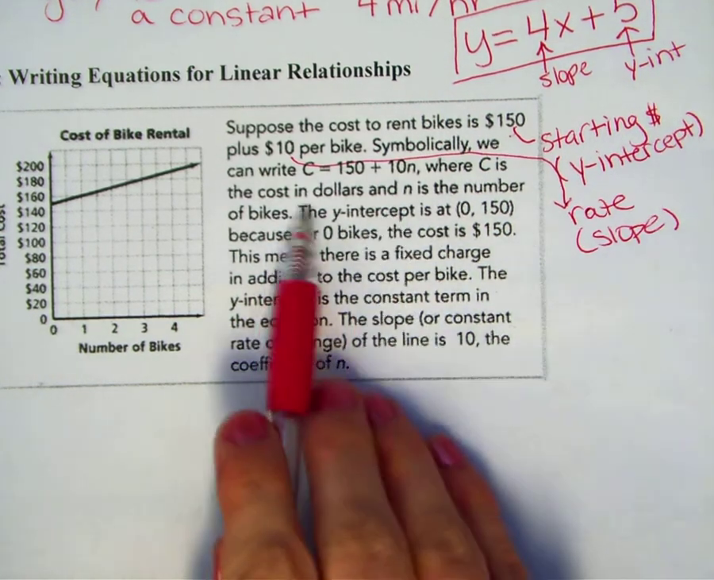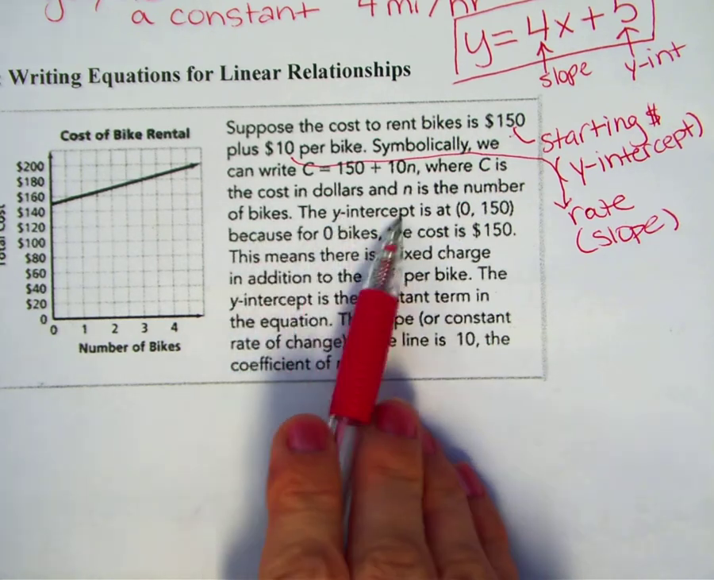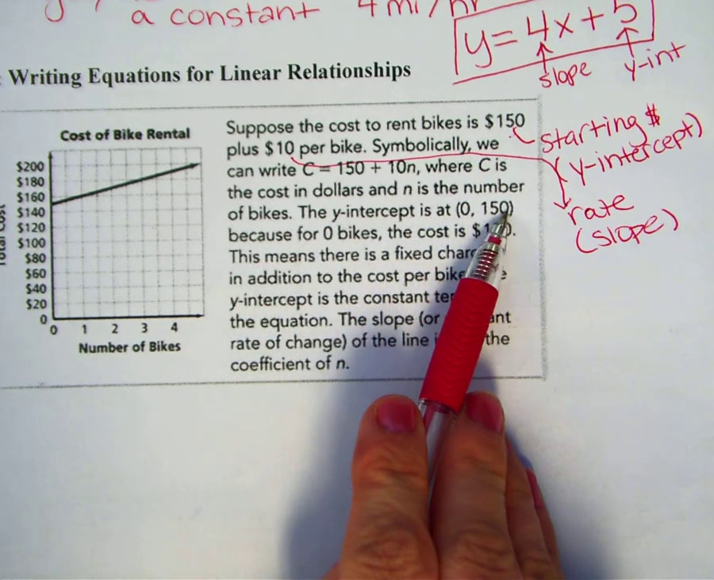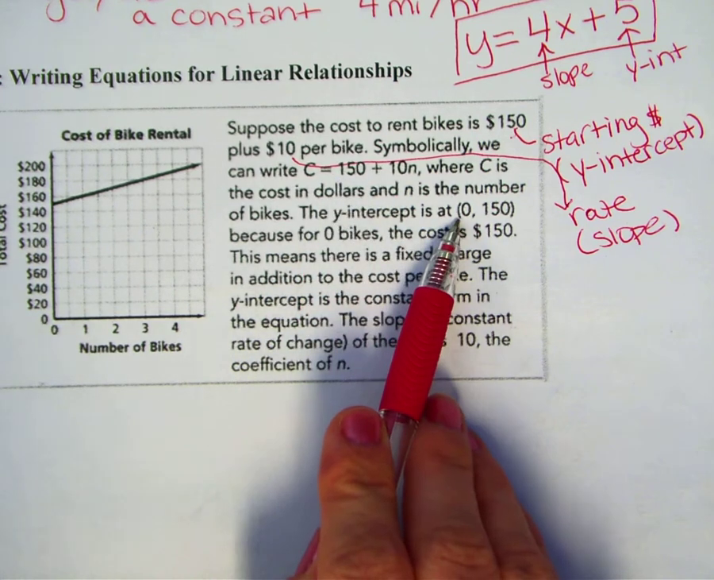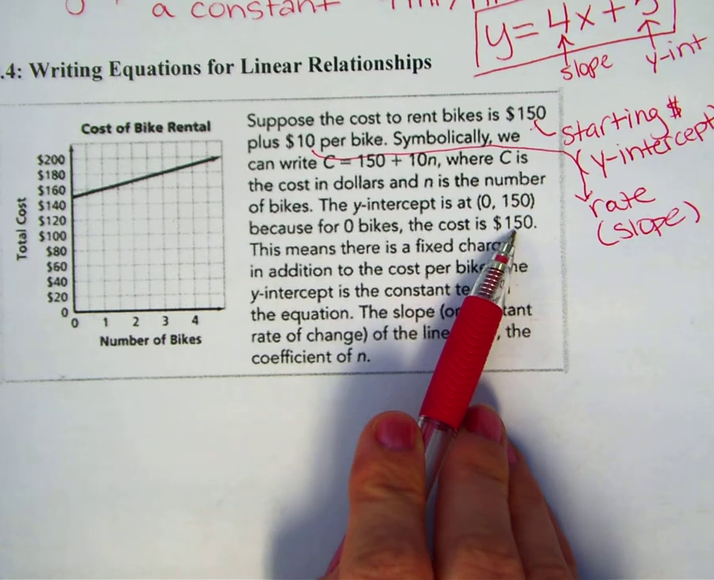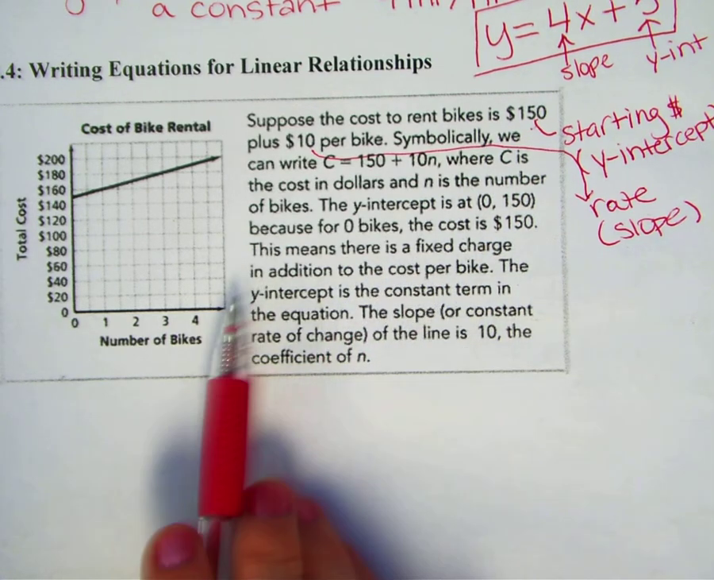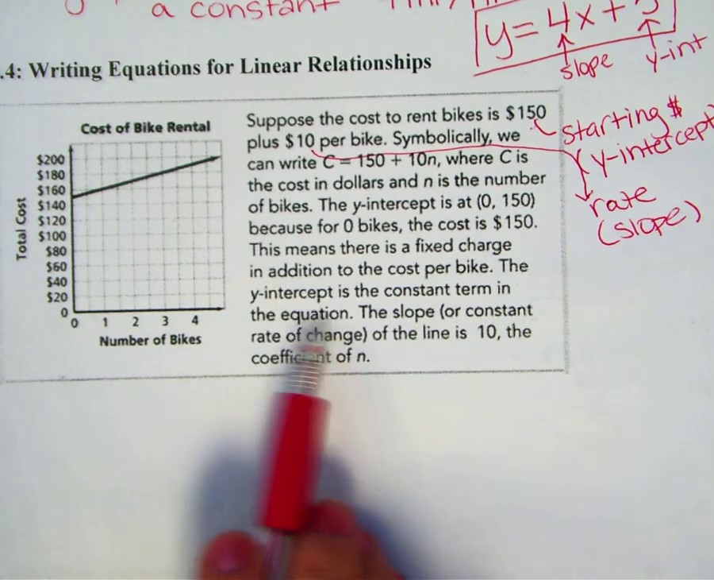Okay, so it says, again, C is the cost in dollars, N is the number of bikes. The y-intercept would be (0, 150). Again, I know that because the 150 does not have the variable with it, so I know it's my y-intercept. It's for 0 bikes, and that cost is $150. This means there is a fixed charge in addition to the cost per bike. The y-intercept is a constant term in the equation.